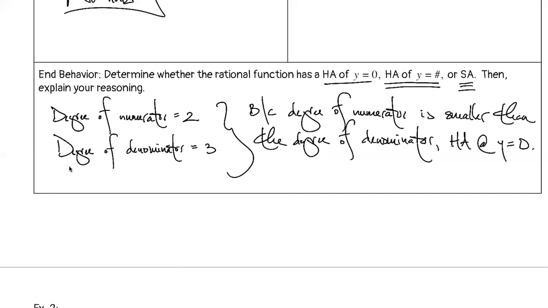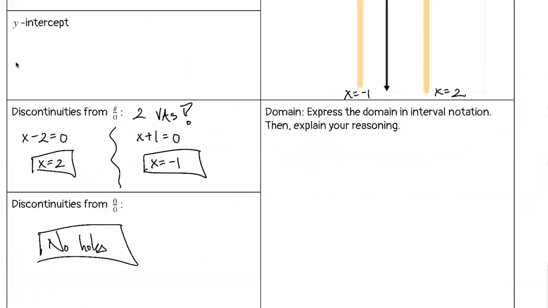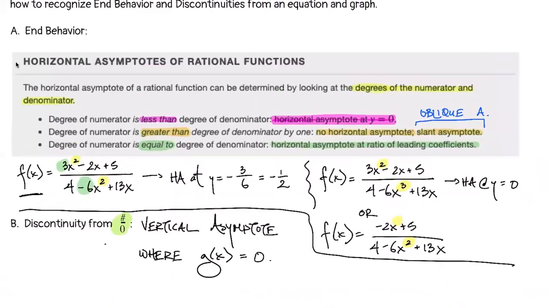And again, that just goes back to those rules we saw on the previous page, right? So if I scroll up here for a moment, we're looking at the pink case where the degree of the numerator is less than the degree of the denominator. And when that happens, there's a horizontal asymptote at y equals 0. Now, if it was the other way around, with a higher power on the top than the bottom, then you would say that there's an oblique asymptote or there's no horizontal asymptote. Okay.